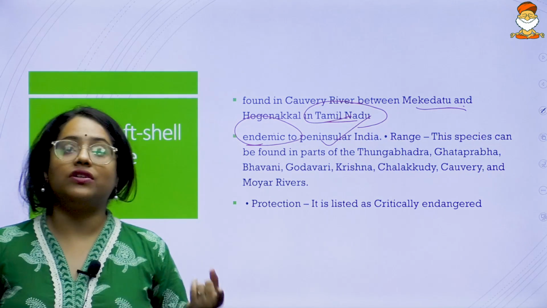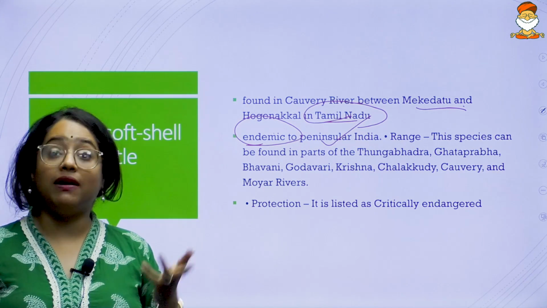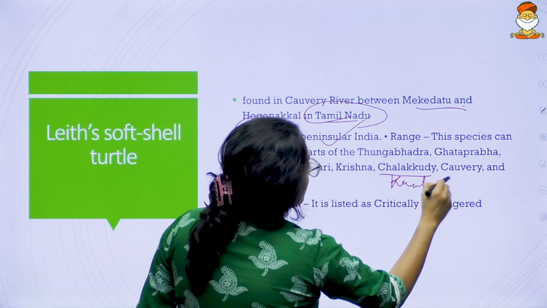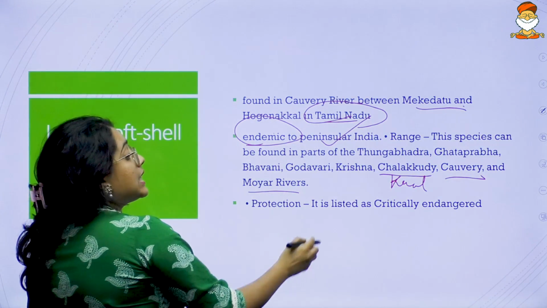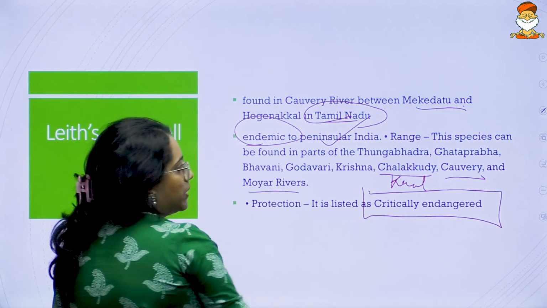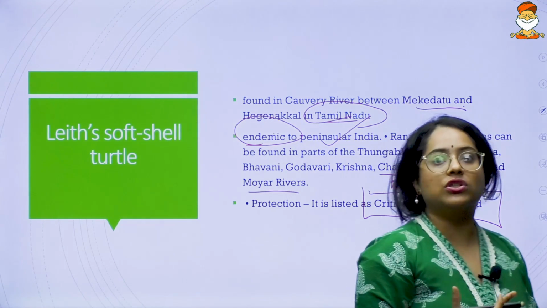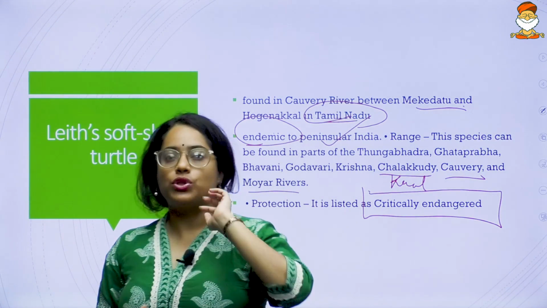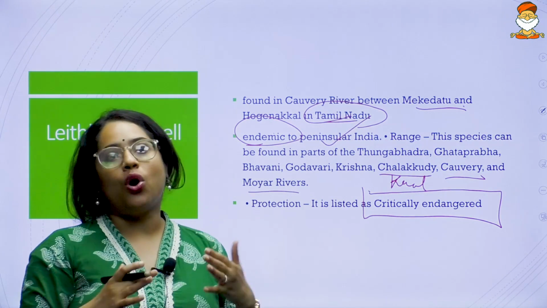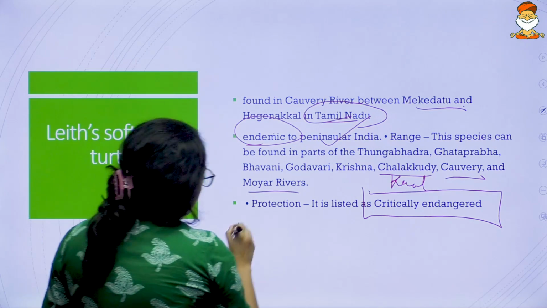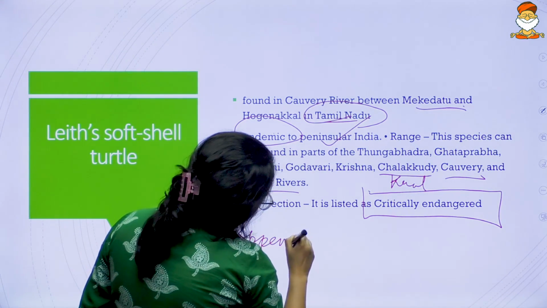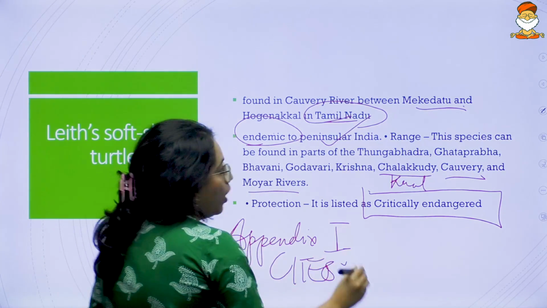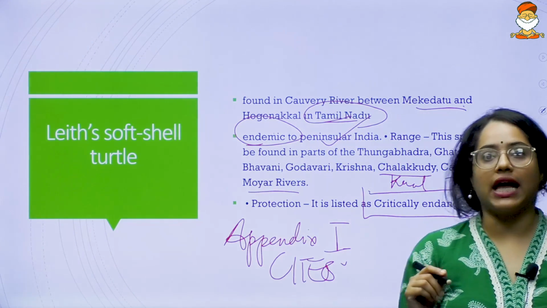It can be found in the rivers of Tungabhadra, Ghatprabha, Bhavani, Godavari, Krishna, Chalakudi, which is a river in Kerala, Kaveri and Moyar rivers. It's a critically endangered species. So all of this contributes. The reason why it's also important is because India is now pushing forward to put the Leith's soft shell turtle in Appendix 1 of CITES. India is lobbying for it, and that is the reason why it was in the news.